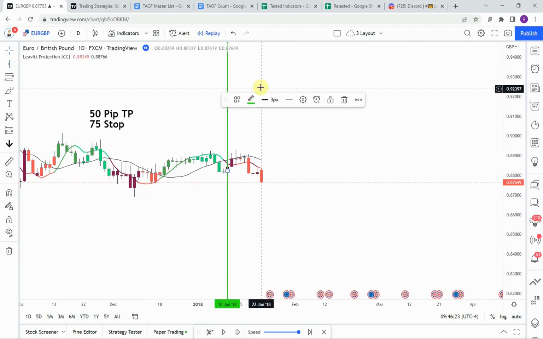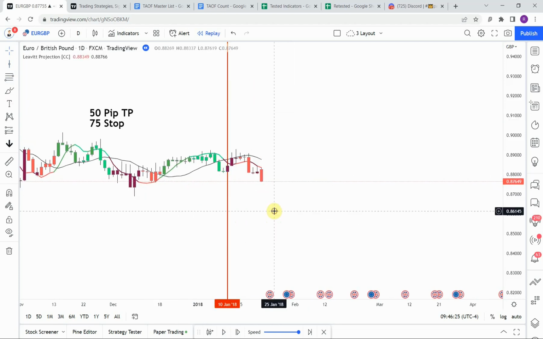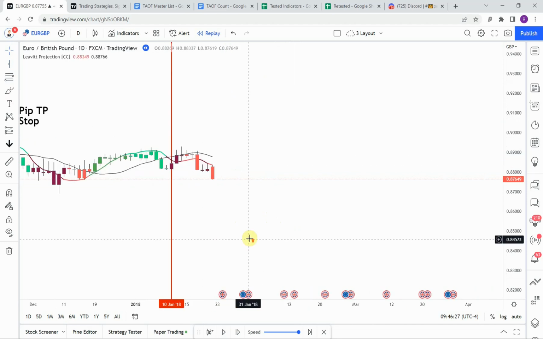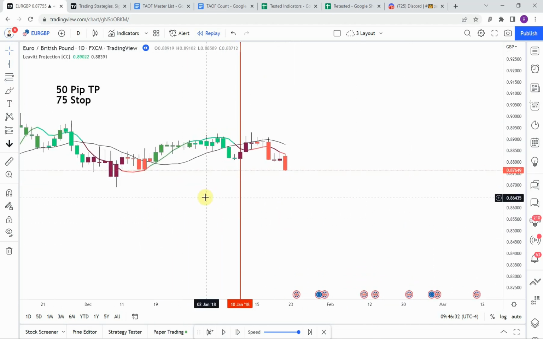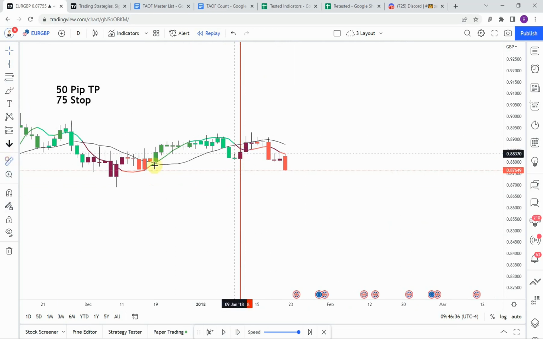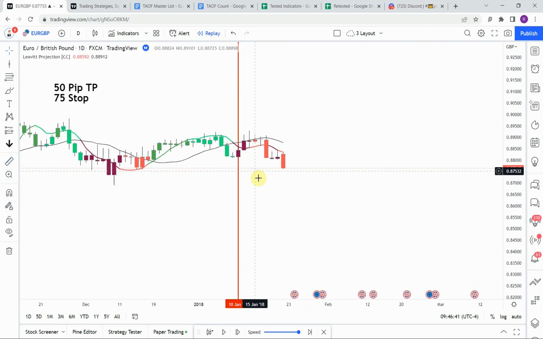All right, the first signal that we pick up is a short signal. We get that right here with that dark purple maroon colored candle there, and pretty much immediately we are getting a push to the upside there, and it looks like that did. Yep, does come up and stop us out.